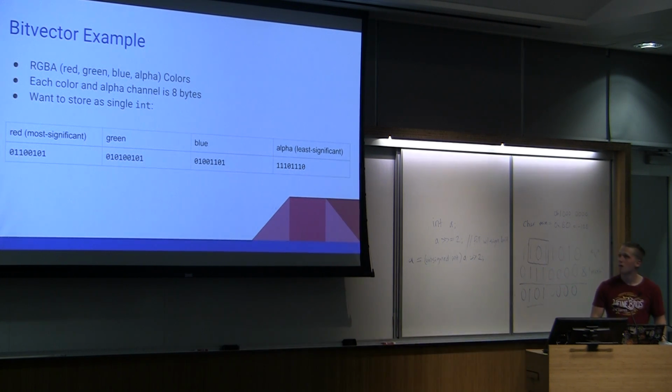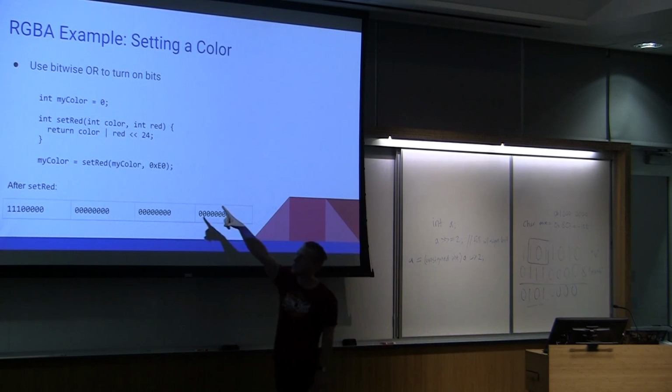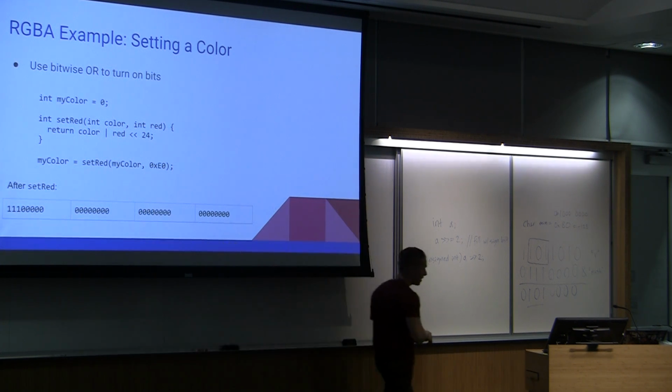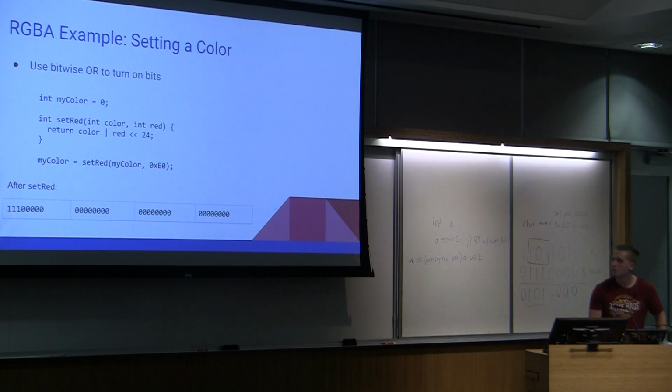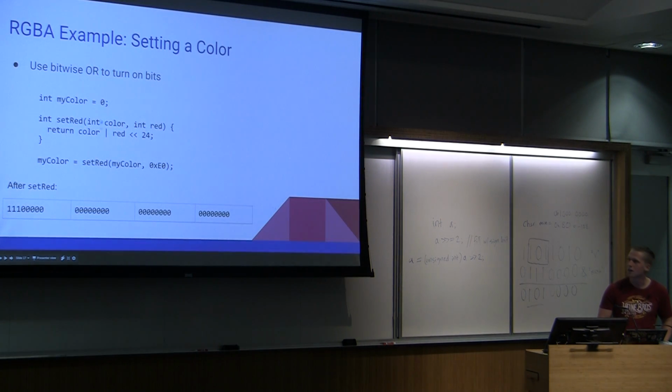So first we want to write a function that will store a color into our vector. So we're going to set a color based on some number. So I'm going to start with my color variable, right? This represents the color of 1 pixel. I have it all zeros. And I wrote this function setRed. It's designed just to set the value of the red channel. So basically my setRed function takes in the color as the first parameter. That's like the color I already have.